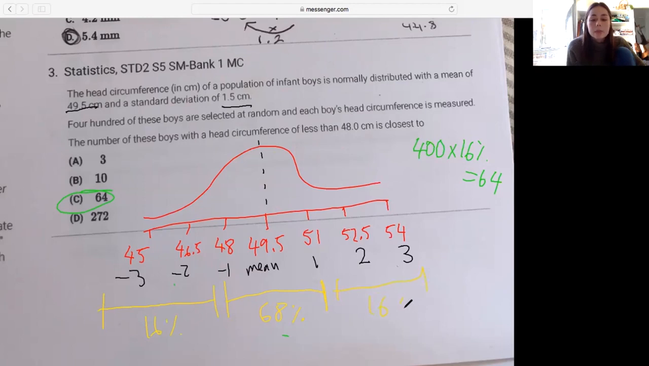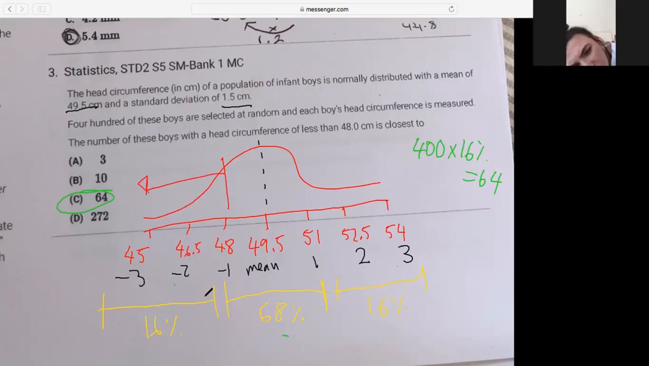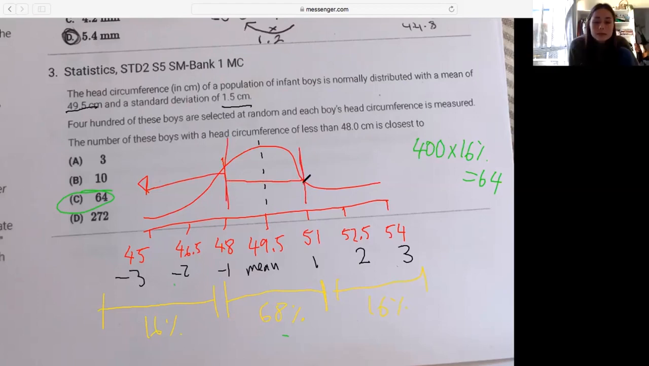And then if we add that up, it should equal 100. So 16 plus 68 plus 16 equals 100. And so 100% of the data is in between here. And we want to know what percent of data was less than 48. And so 48 down would be 16%. Right. Because from here above to here was 68, and then here above to here was 16. So this would have to be 16% here.